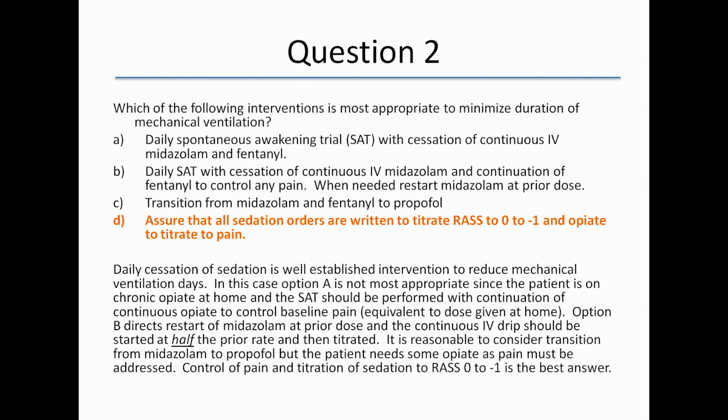Option B is not correct because it directs restart of the midazolam at the prior dose, and in the performance of a spontaneous awakening trial, the continuous IV drip should be restarted at half the prior dose and then retitrated. It is reasonable to consider transition from midazolam to propofol for sedation, but this patient needs some opiate as pain must be addressed. So C is not the most appropriate answer. Control of pain and titration of sedation to a RASS of 0 to -1 is the best answer.